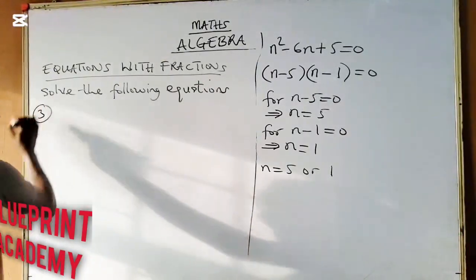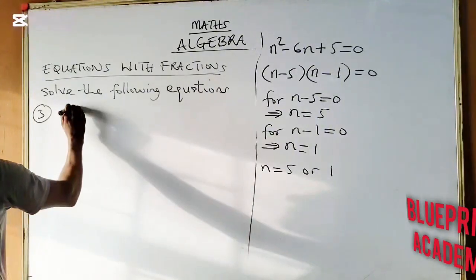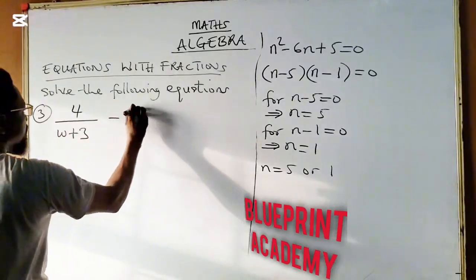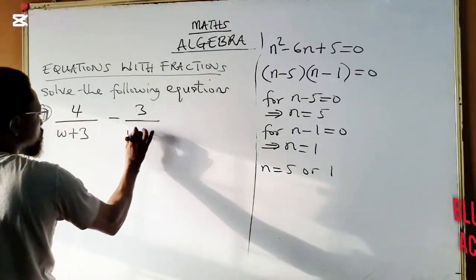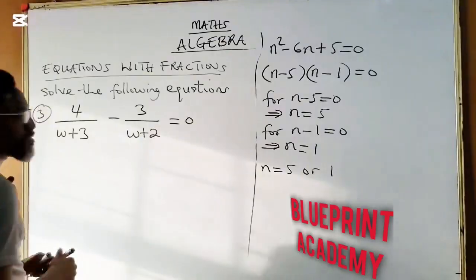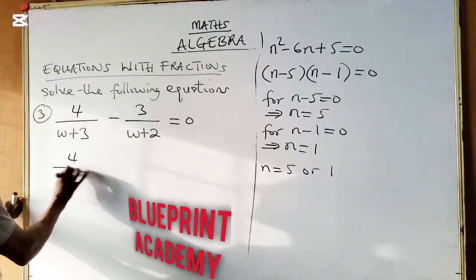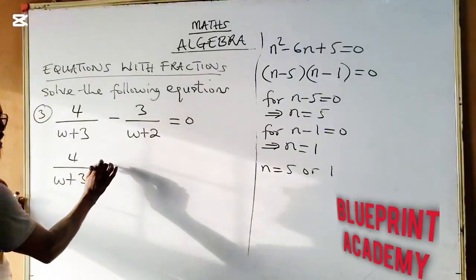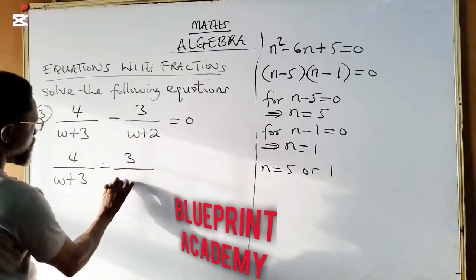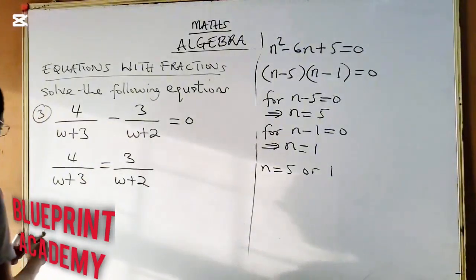Okay, let's quickly look at example 3. Solve the equation: we have 4 all over w plus 3 minus 3 all over w plus 2 equal to 0. Now we have something like this. What I need to do in this case, I'll transfer this one across the equality. If I transfer that across the equality, then I have 4 over w plus 3 equals 3 all over w plus 2. The minus sign becomes plus because it has crossed the equality sign.